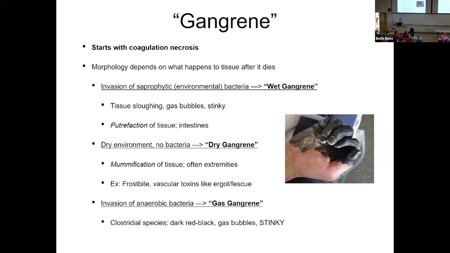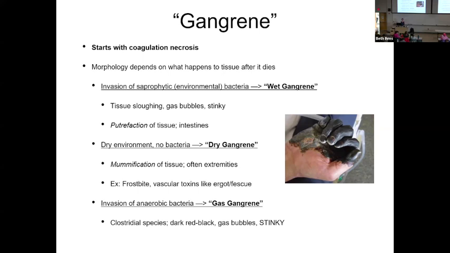I got 2 minutes, let's do gangrene. All right, gangrene describes coagulation necrosis plus the stuff that happens after it. So it's like coagulation and then stuff in the environment.